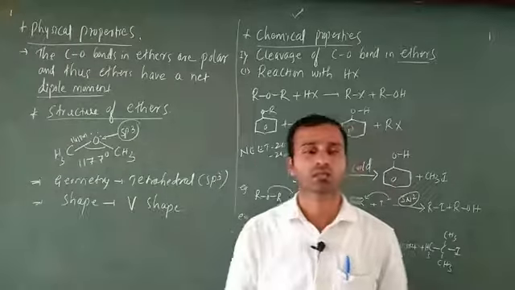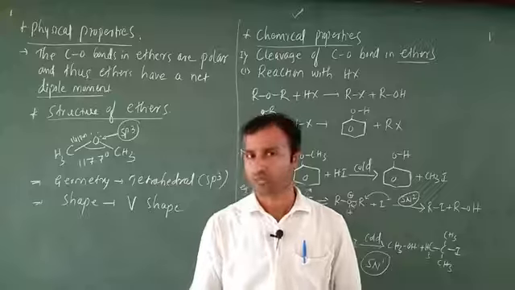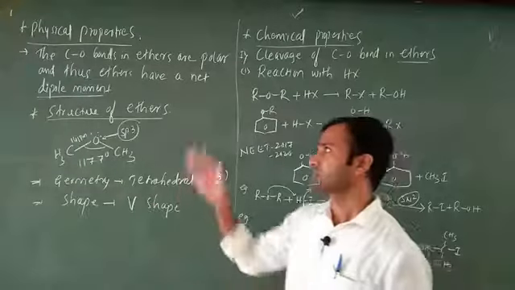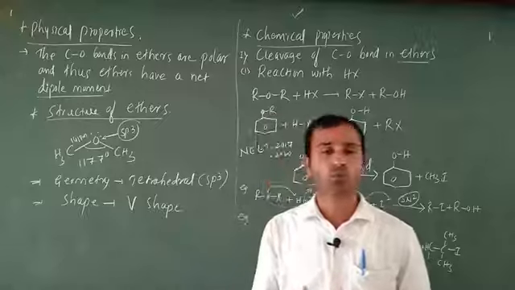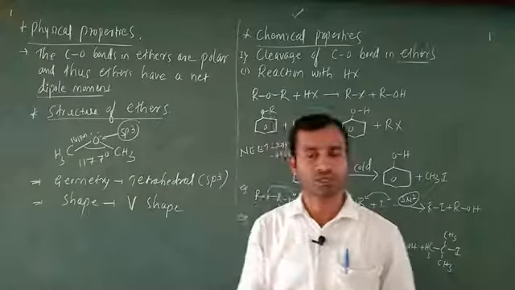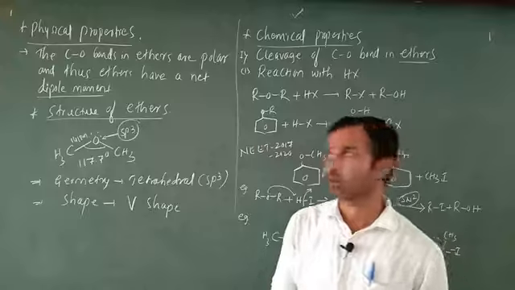This is almost the last part in alcohols, phenols and ethers: first physical property, the next one is chemical property. In physical property, the carbon-oxygen bond is a polar bond, so it has a net dipole moment. The ether has a net dipole moment, bear in mind.